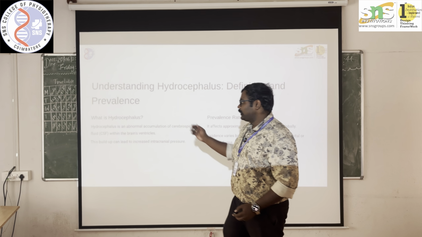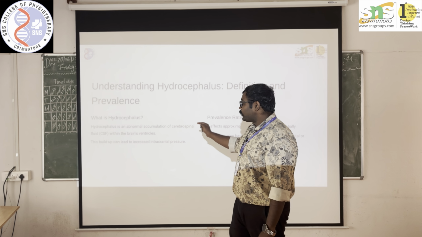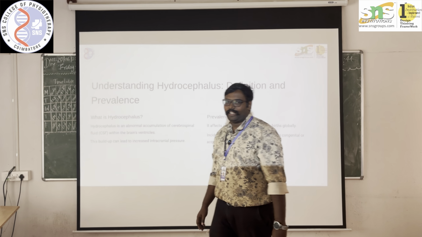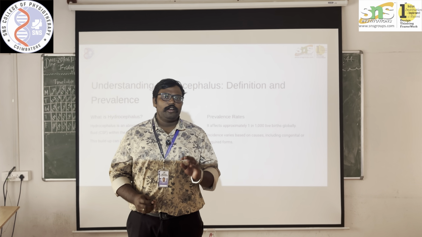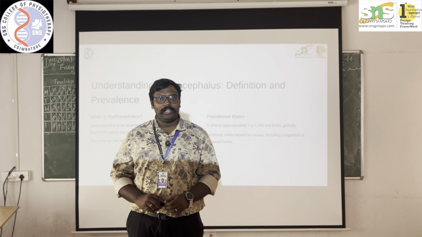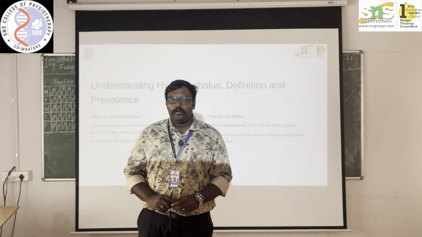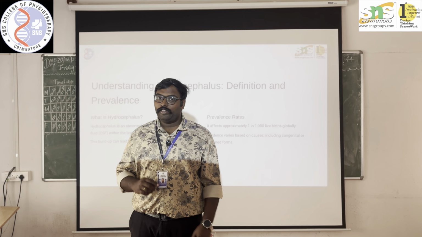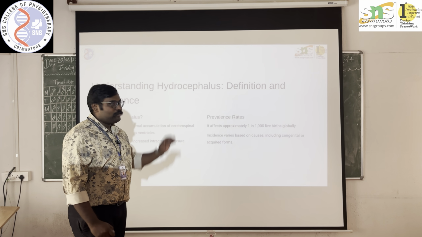Now going for the definition, what is hydrocephalus? Hydrocephalus is abnormal accumulation of cerebrospinal fluid within the brain ventricles. So how many ventricles are there in the brain? There are 4 ventricles. Okay, so these 4 ventricles are responsible for the production of cerebrospinal fluid. Now accumulation of this cerebrospinal fluid in the ventricles is the definition of hydrocephalus. Now going for the prevalence.